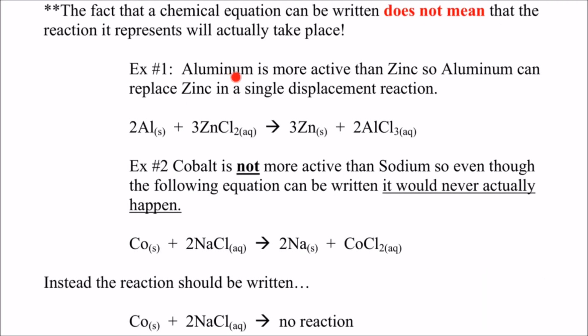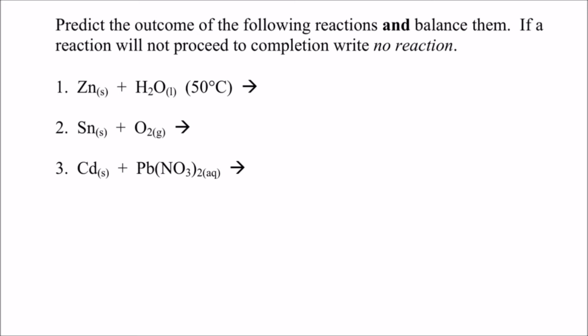So here, if we did aluminum versus zinc, aluminum is more active than zinc, so it can replace it in this reaction here. Aluminum would kick the zinc out, and then the aluminum would pair up with the chlorine, and the zinc would be on its own. But if I did a reaction with cobalt versus sodium, cobalt is not more active than sodium on the activity series, and so cobalt can't kick the sodium out. So this reaction is not possible. Instead, we would write no reaction here. Okay, so let's do some practice. We're going to predict the reactions and balance them.